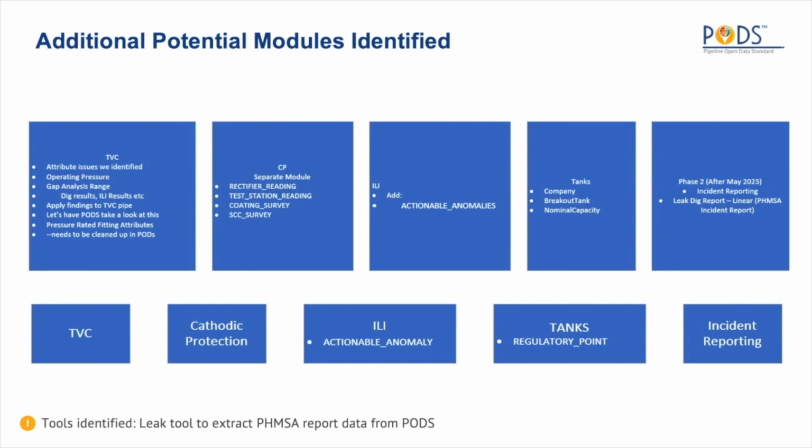And in process of coming up with additional feature classes and relationships to be able to pull that data from PODS, we also identified additional gaps. And these are a little bit about what we were talking about earlier. There's no way right now to identify which data is TVC compliant. We need some cathodic protection. Under ILI, that's one of the additions, actionable anomalies, which is another PHMSA requirement when you do your annual reports. What are your actionable anomalies and how many did you repair and where did you repair them?